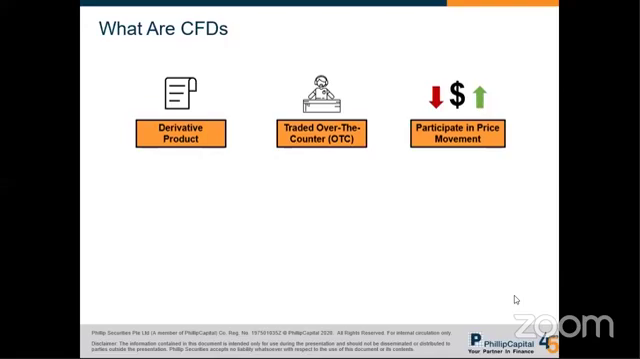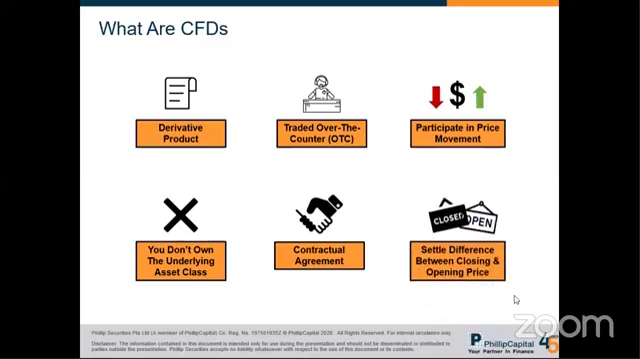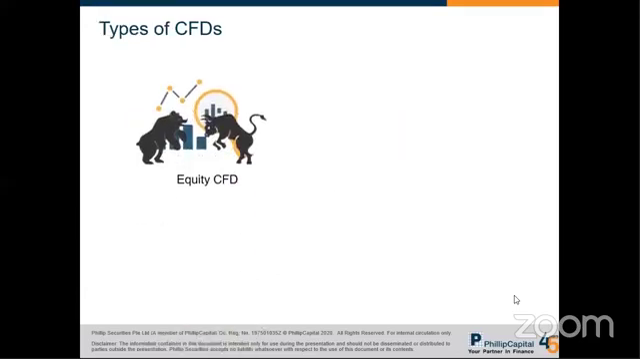CFD allows you to participate in the price movement of an asset, whether it is going up or down, so you can consider long or short. One thing about CFD is that we do not own the underlying asset like when you buy normal shares or ETFs. It's a contract agreement between you and Phillip CFD, which is with Phillip Securities. What we do is settle the difference between the closing and opening price. There are many types of CFD. You can do equity CFD, which allows you to trade maybe DBS or Apple shares, or maybe Hong Kong shares, Alibaba, Tencent.